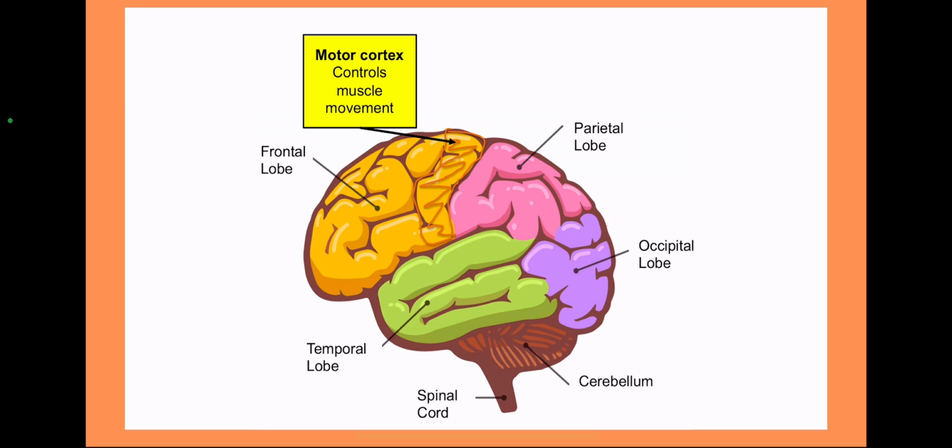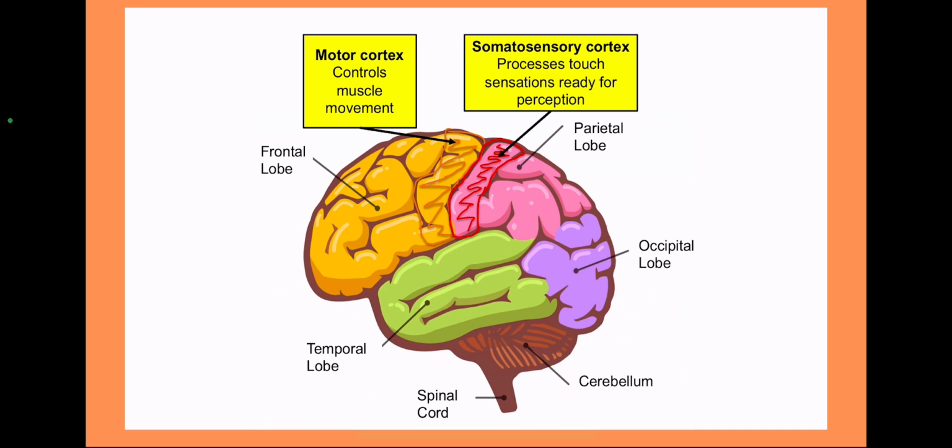Within each lobe is a key cortex which you need to know. Firstly, at the back of the frontal lobe is the motor cortex. This is responsible for controlling all muscle movement. Anytime you move your hand, legs, etc., that's the motor cortex. Just behind that, at the front of the parietal lobe, is the somatosensory cortex, which is responsible for processing any touch sensations like pain.